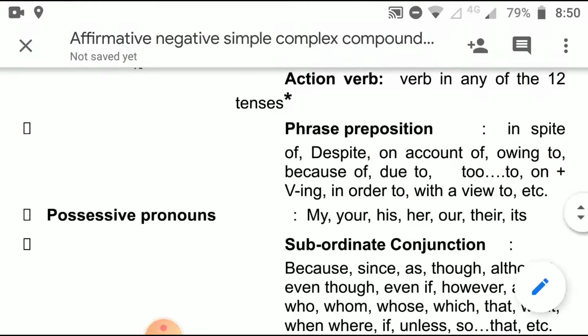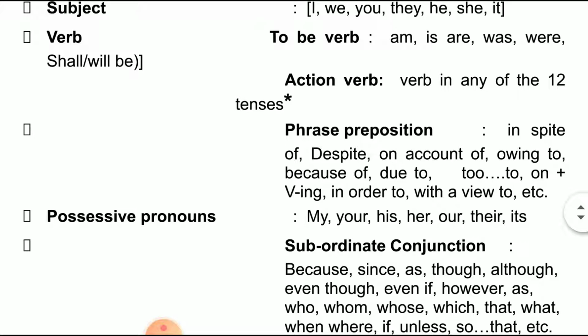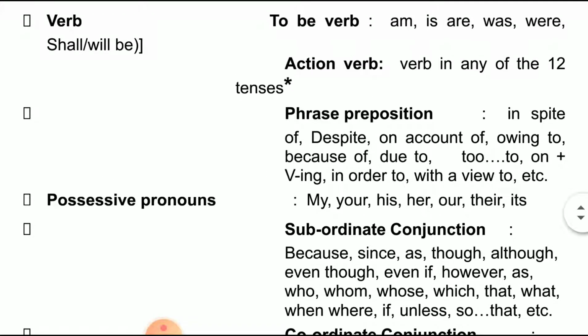Now these are the 12 tenses in which a verb can be written. A verb can never be written without any tense. So either it should be a to be verb or it should be an action verb in any of the 12 tenses, or the passive of any of these tenses. Now from the 12 tenses, 8 tenses have passive. All the tenses do not have passive: perfect continuous tenses do not have passive, and future continuous tense does not have passive.